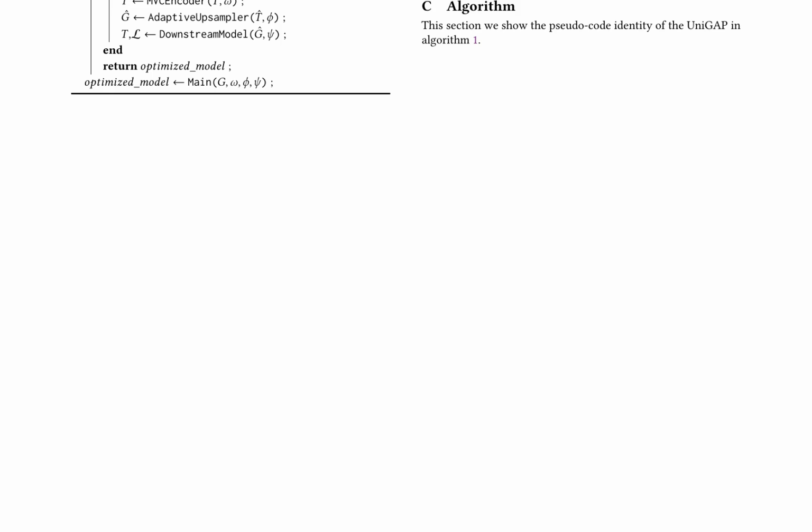The algorithm takes the input graph G, MVC encoder parameters omega, UniGAP module parameters phi, downstream model parameters psi, and the number of epochs num_epochs as inputs. The optimized model is returned as the output.